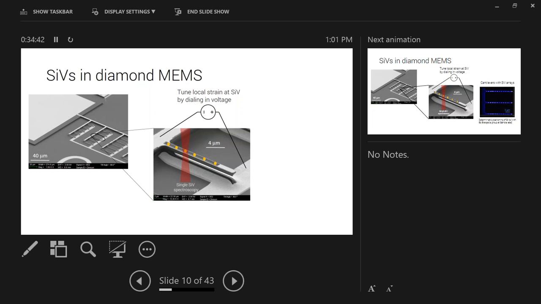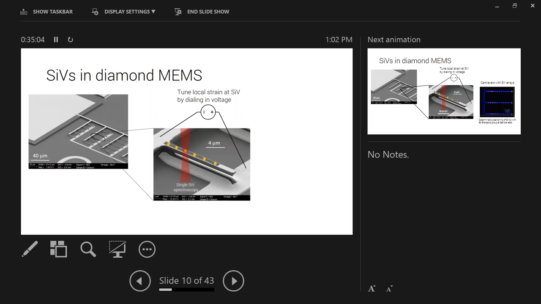In principle, this is a parallel plate capacitor. You can apply a voltage. There is an electrostatic force between the two plates. Because the structure is free to move, it's going to bend when you apply a voltage. And by exactly dialing in the voltage, you can control the amount of strain in the beam. Okay, so this is the basic idea of this device.